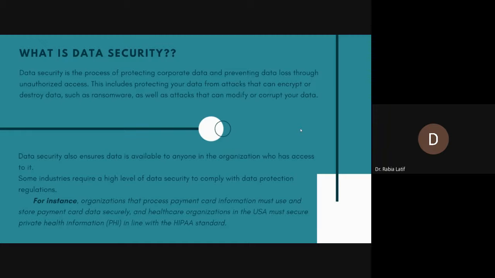Some industries require a high level of data security to comply with data protection regulations. For instance, organizations that process payment card information, for example banks and financial institutions, must use and store payment cards securely using the PCI DSS standard, which is the Payment Card Industry Data Security Standard. At the same time, healthcare organizations, especially in the USA, must secure patients' private health information in line with the HIPAA standard.